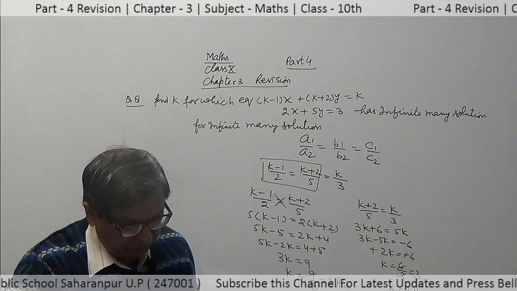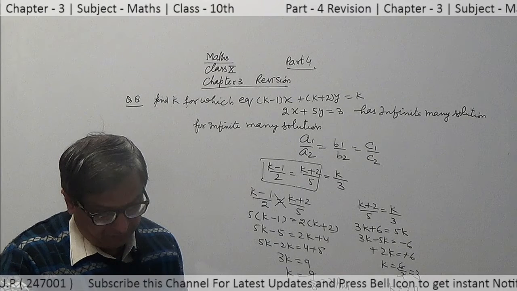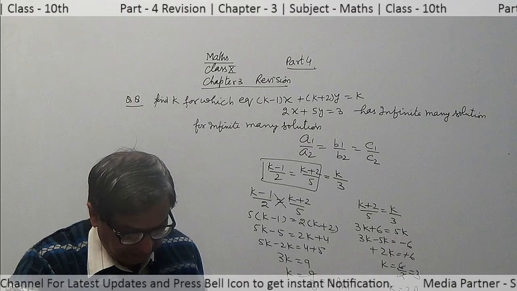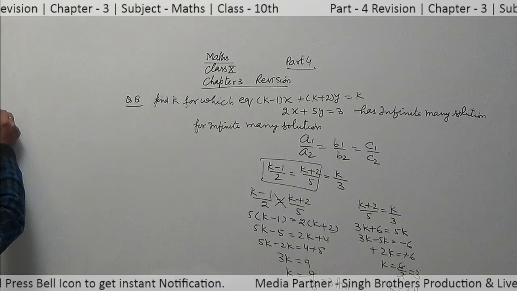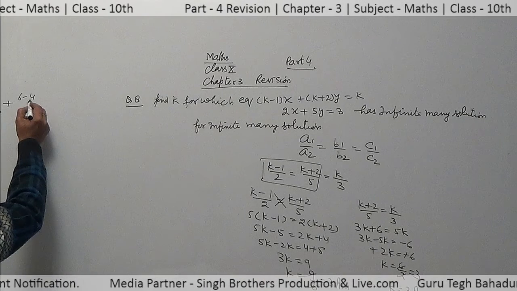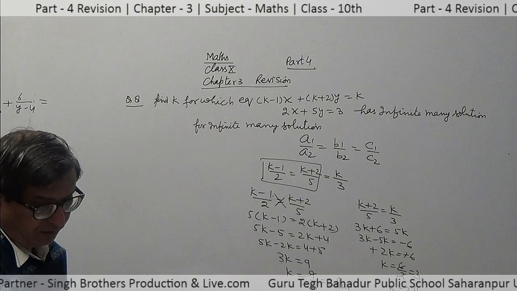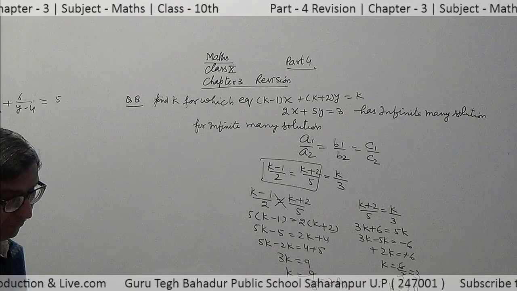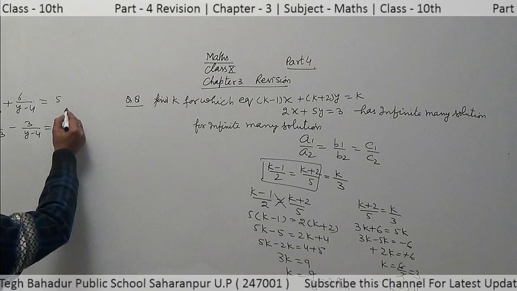Now, some questions in reducible form. First, in a reducible form question, we will change it into linear equations in two variables, then we will solve it. Let us take 4 upon x minus 3 plus 6 upon y minus 4 is equal to 5, and 5 upon x minus 3 minus 3 upon y minus 4 is equal to 1. These are the two equations.